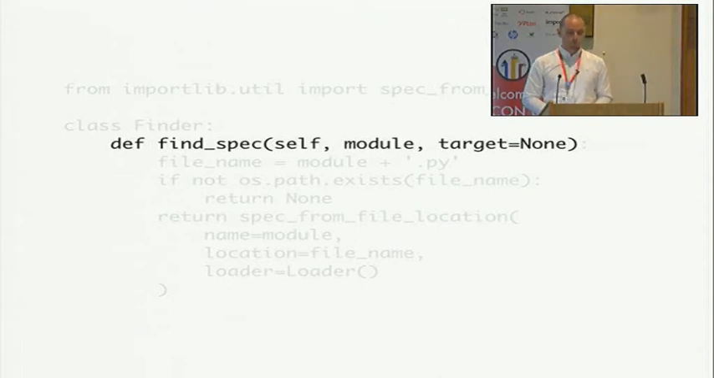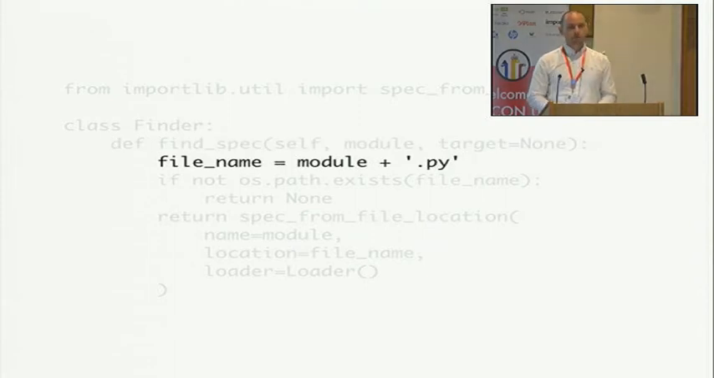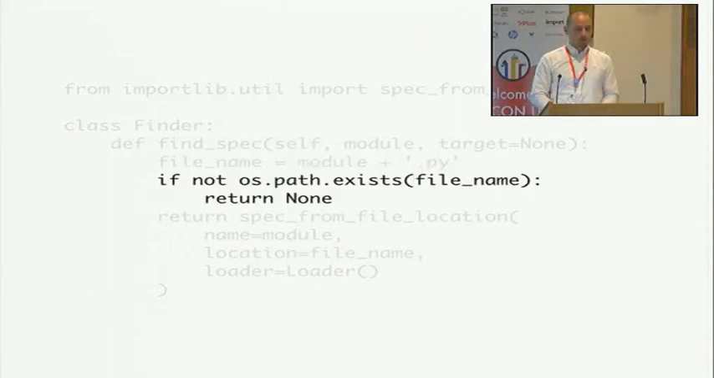Module will be a string with the fully qualified name of the module that is being imported. Okay, so if module is the name of the module imported, then the file name will be, of course, module plus .py. Easy. The finder needs to say that the module does not exist and is not importable, so we check that this file name exists. If it doesn't exist, we return None. Python will then raise ImportError in our code, and we'll know that we did something wrong.